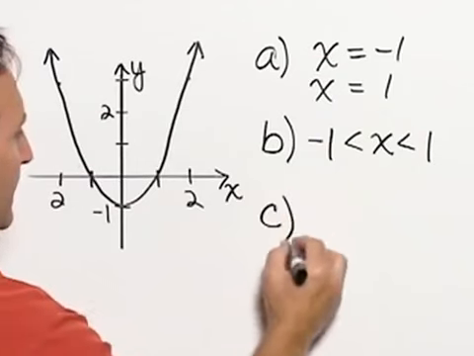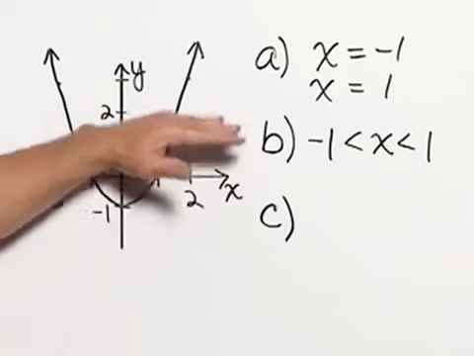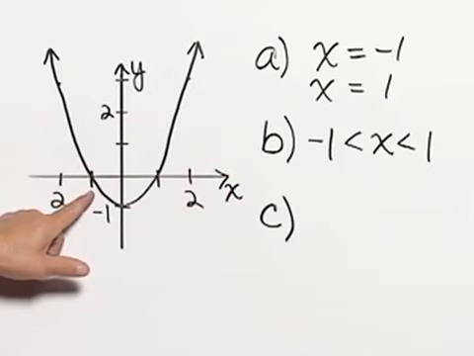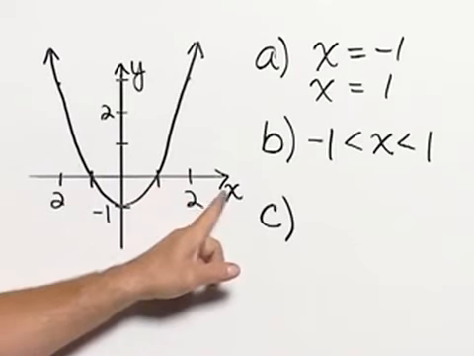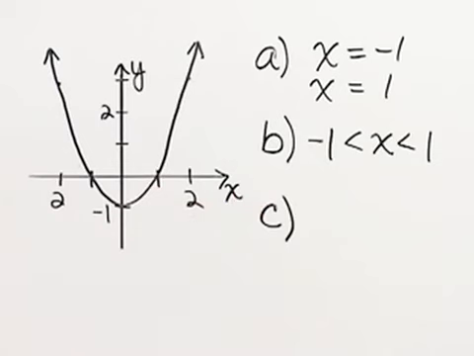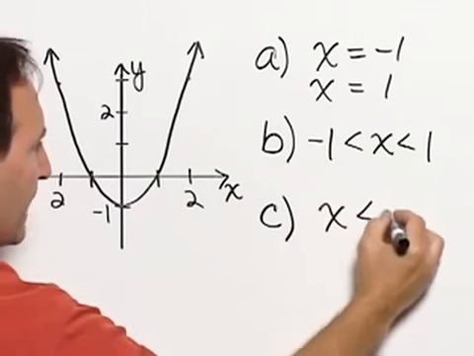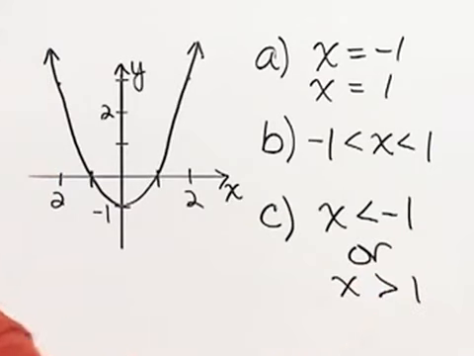For part C, we were supposed to determine where the expression is greater than 0, and that means where it lies above the x-axis. So we can see that it lies above the axis from -1 all the way to -infinity, and from +1 all the way to +infinity, but not including the -1 or the +1. So we would write that as x is less than -1 or x is greater than +1.